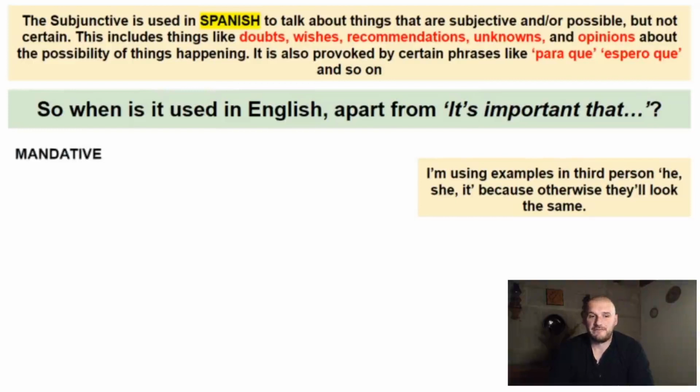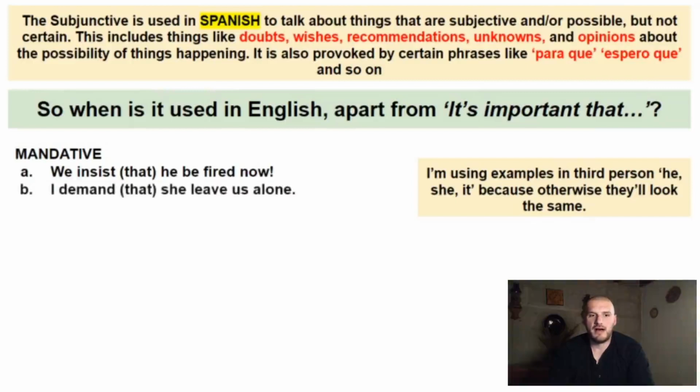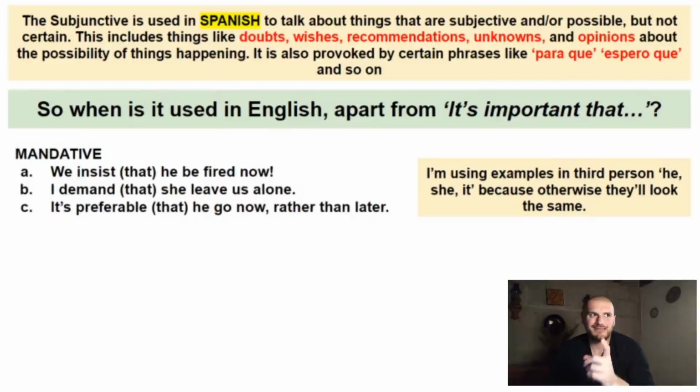The mandative subjunctive. Okay, we're getting very technical now. We insist that he be fired now. Insist, demand, it's preferable. These things are mandative, from mandar, like telling somebody what to do. It's very possible to see a subjunctive in English.